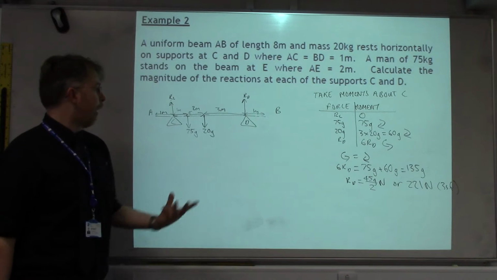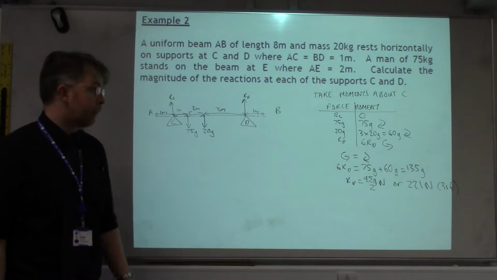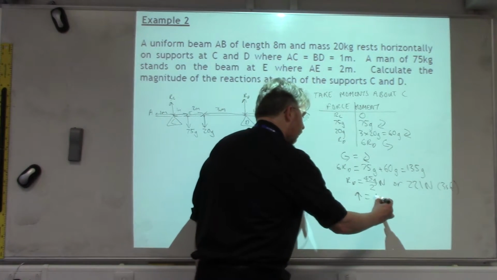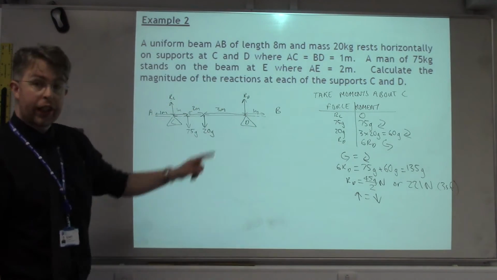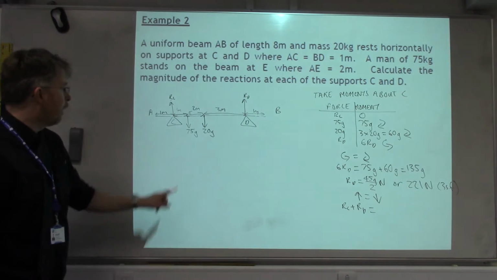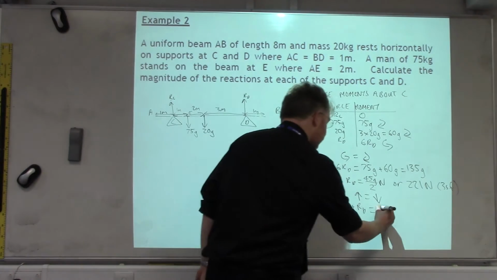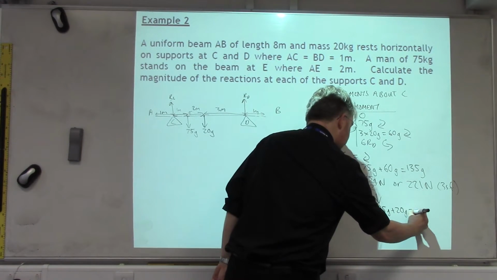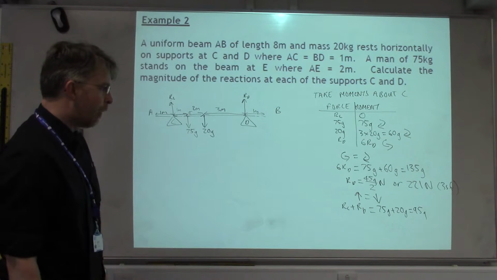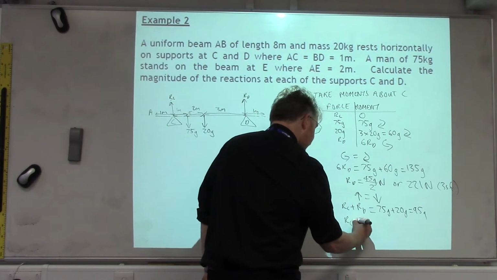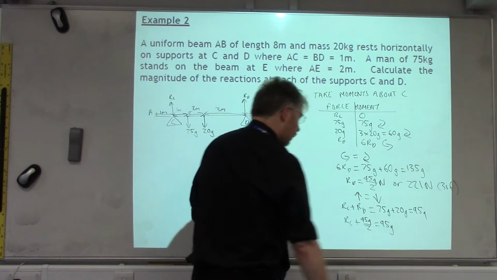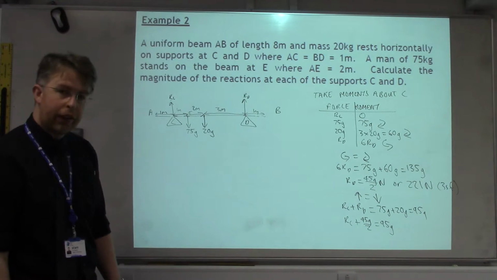Now, we could find RC by similarly taking moments about D, but once we've got one of the two unknowns, we can then employ up equals down. So our up forces are RC and RD. Our down forces are the 75G plus the 20G, which gives us 95G. Stick in our value for RD. So RC plus 45G over 2 equals 95G.